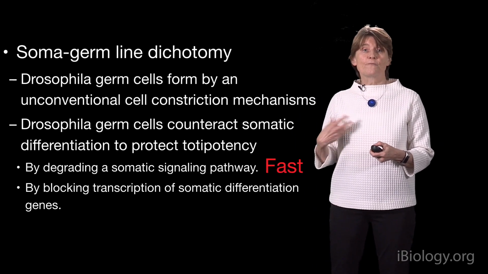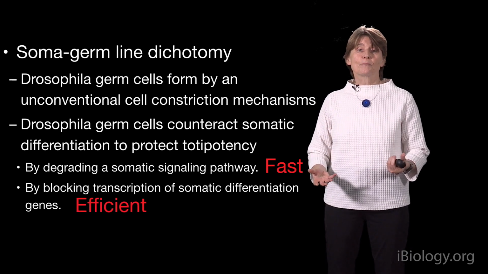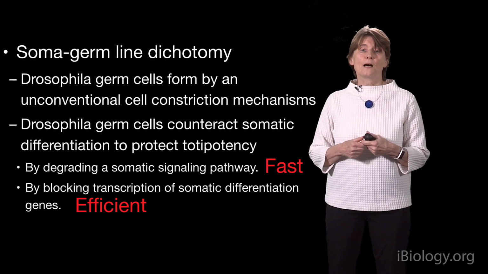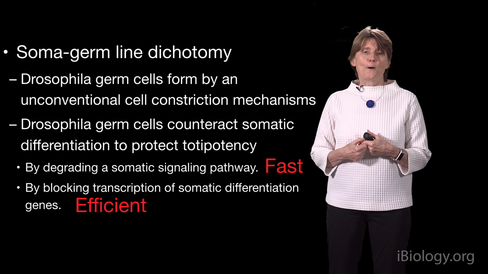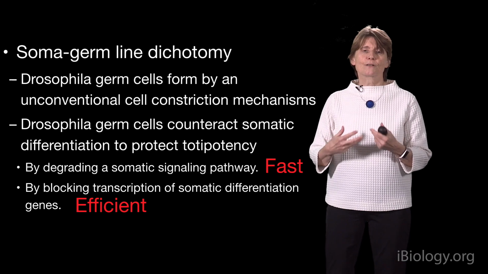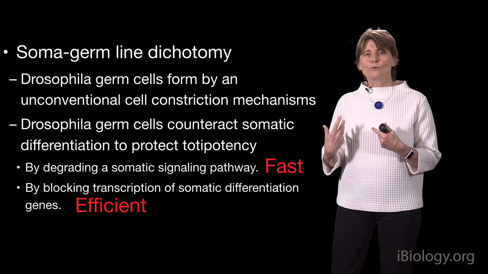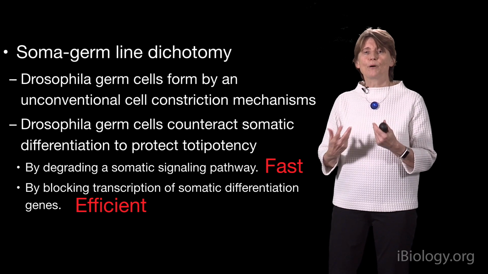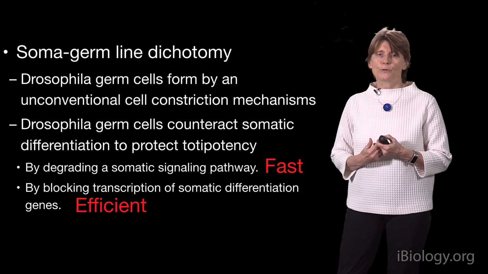And degradation is a very fast mechanism to get rid of components, and blocking transcription, of course, is a very efficient mechanism. So these are the 2 ways of how the germ cells counteract somatic signals. And it is interesting to think about how germ cells are specified and what are the special mechanisms of germ cell specification. And we do know that in a way, blocking somatic differentiation is probably the most important part for the early germ cells that they have to do to maintain their totipotent fate.